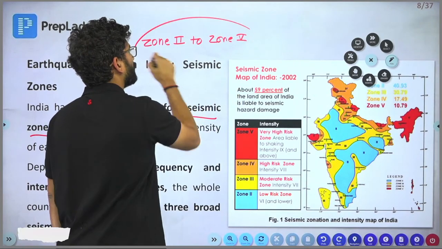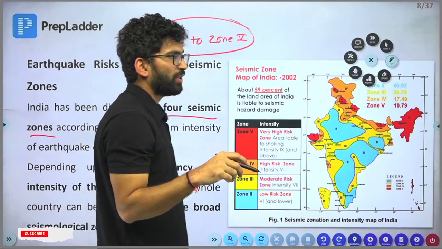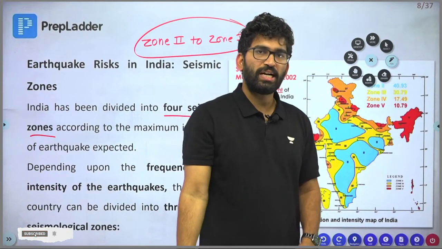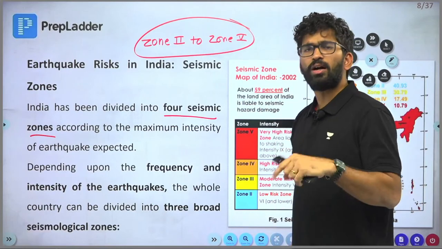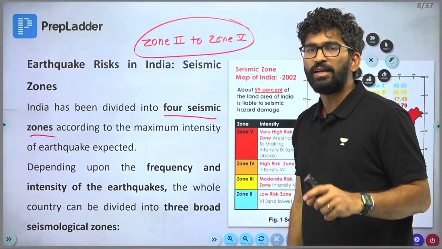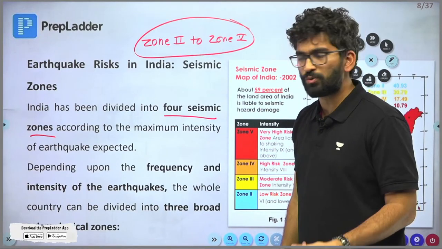So always remember this. The zonation map of India never starts from zone 1. It always starts from zone 2. Zone 2, 3, 4 and 5. There is no zone 1 as such. Earlier it used to be zone 1. But then later zone 1 got subsumed into zone 2.